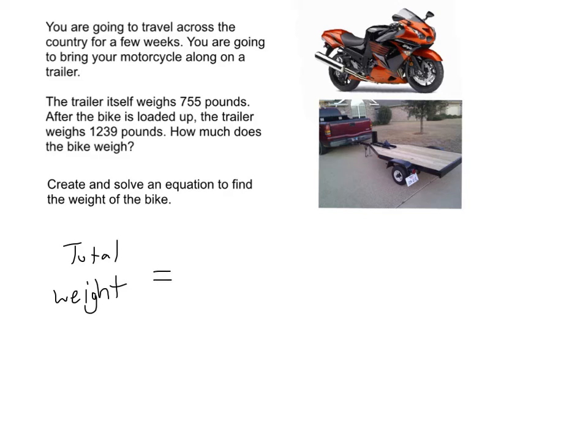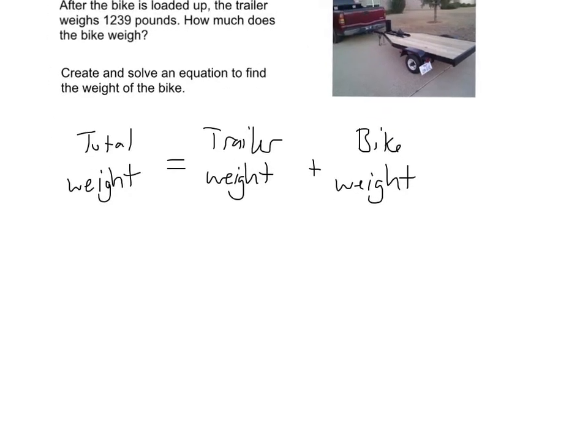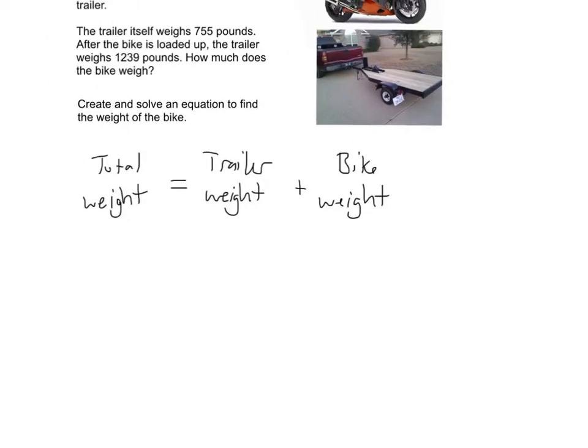So total weight is equal to, well, let's see, the trailer weight plus the bike weight, right? Okay, so the total weight, well, what is that? Do we know it? Yeah, we said it's 1,239 pounds. That's equal to the trailer weight, 755 pounds, plus what? Well, we don't know. So when we don't know, what do we use? We use a variable, and we're talking about the bike weight, so I'll use B for bike.